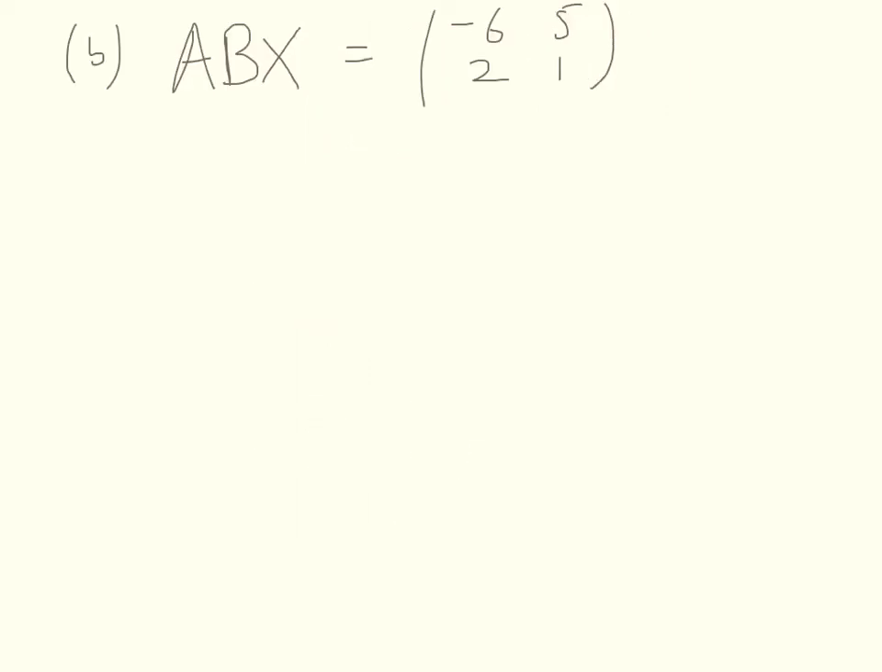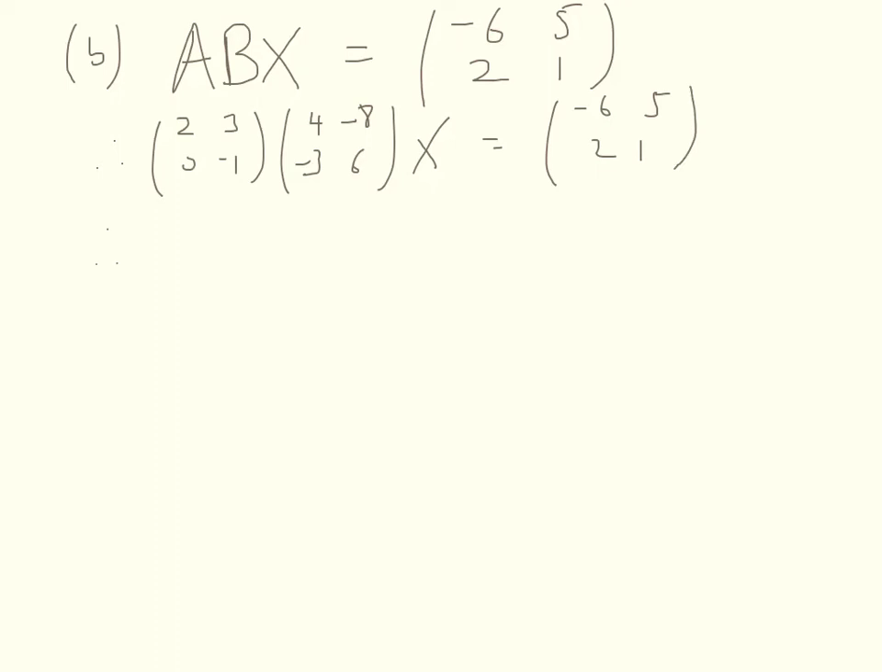If you've understood part A, you should be able to do part B for yourself, so pause the video and have a go at it now. What you should have got is this. Substituting in for A, that's 2, 3, 0, minus 1. Substituting in for B, 4, minus 8, minus 3, 6, times X equals the same right hand side. Multiplying these two matrices together we get minus 1, 2, 3, minus 6.